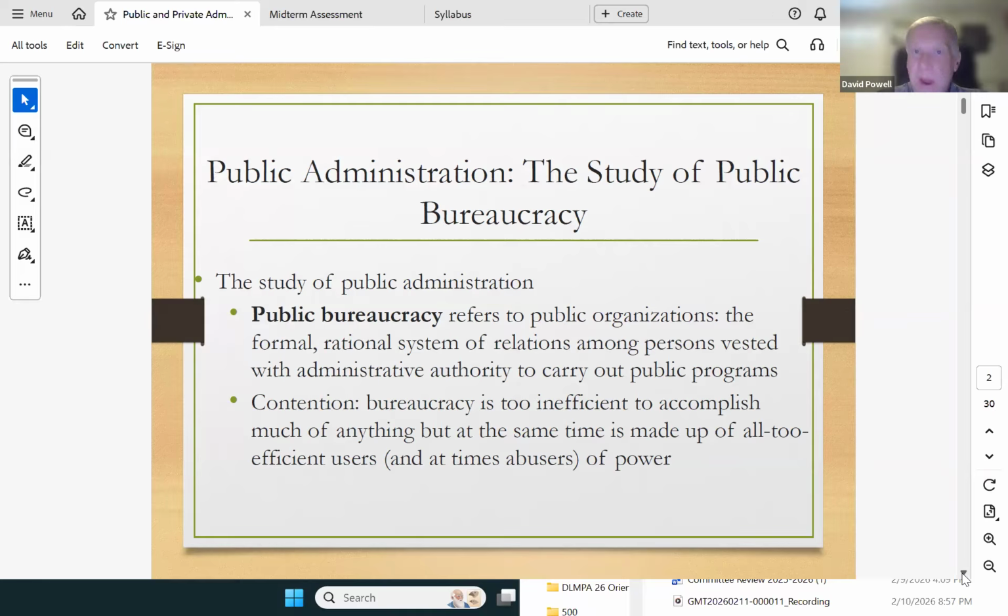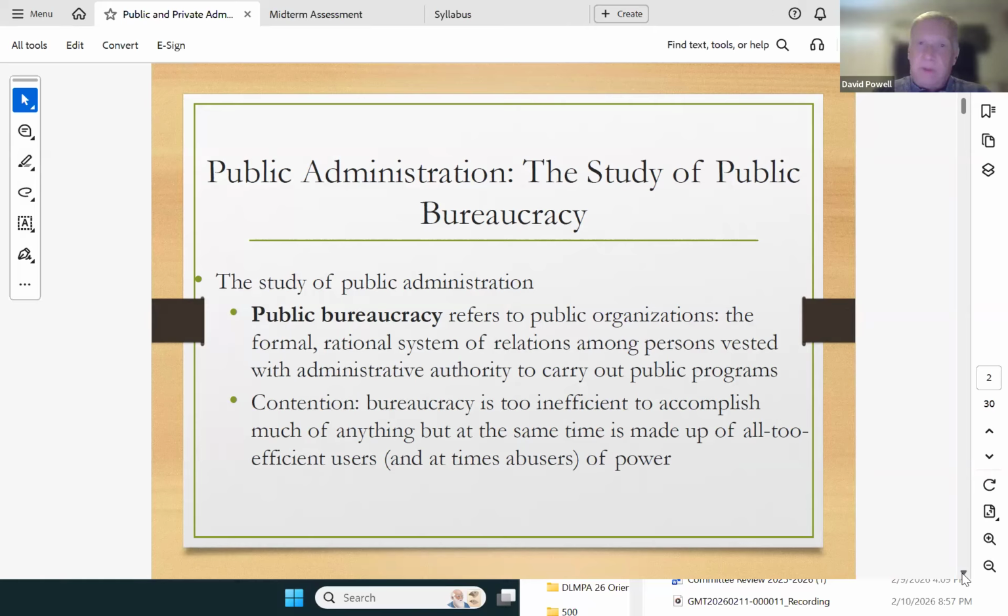They also tend to be rational in nature. Whenever we call something rational, we're talking about collecting information, typically empirical information, information that we can measure. And then we base our decisions on that empirical information. So instead of just making decisions based upon how we feel or based upon belief or faith, we're going to make these decisions based upon information that we have gathered and information that we have analyzed. That makes our organizations rational in nature. So they're formal, they're rational systems of relationships among persons.